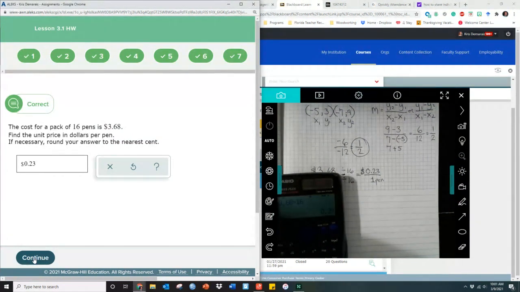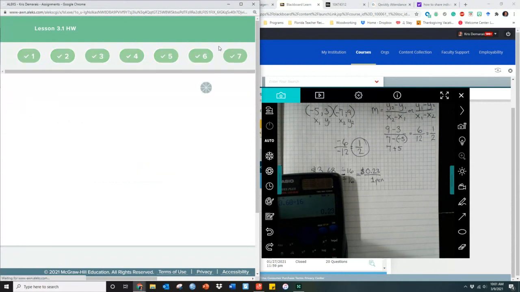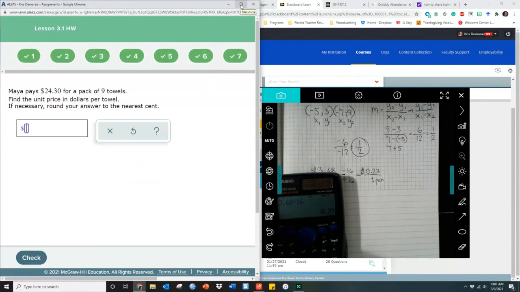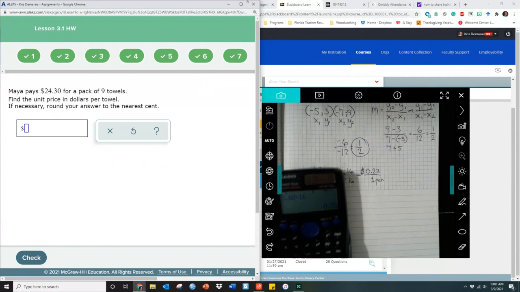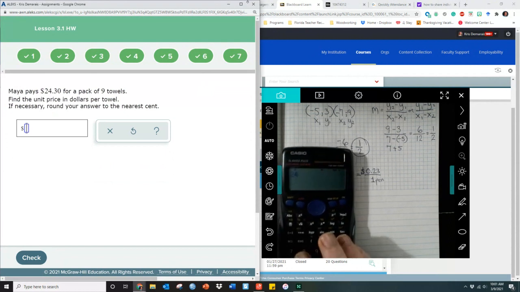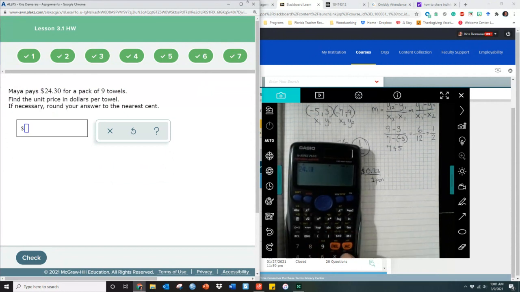So it's really simple. Just take and divide the money by the number of whatever item you're given. That's unit rate. You're making a unit rate because you want to get how much it costs per unit. So here it's $24.30 for a pack of 9 towels. By default, that means we're taking 24.3 and dividing it by 9. So that's going to be $2.70.